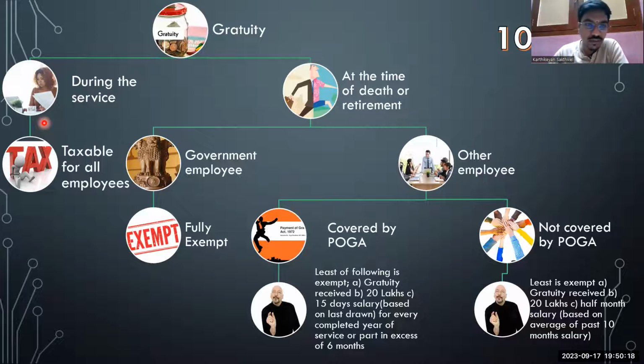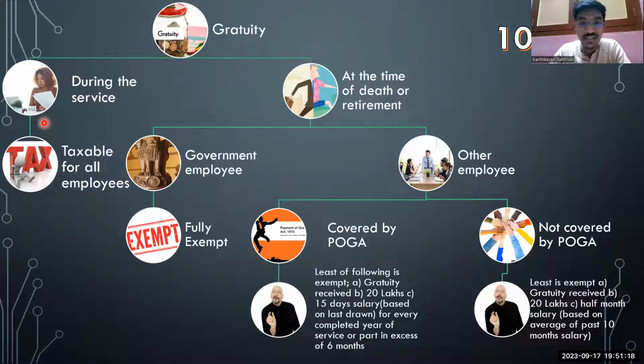Generally the taxability of this amount depends on whether it is received during the service or at the time of death or retirement. If it is during the service, it is taxable for all employees, irrespective of whether he is a government employee or a non-government employee. However, if it is received at the time of his death or retirement, and he is a government employee, the amount is fully exempt from tax. Let me put it again. Gratuity received during the service is taxable for all employees. However, if it is received at the time of death or retirement, and he is a government employee, the entire amount of gratuity is fully exempt from tax.